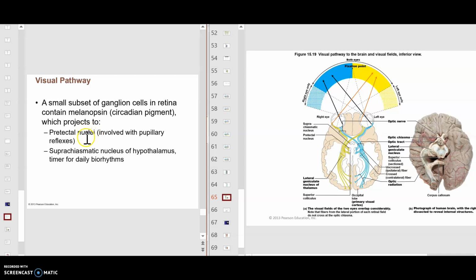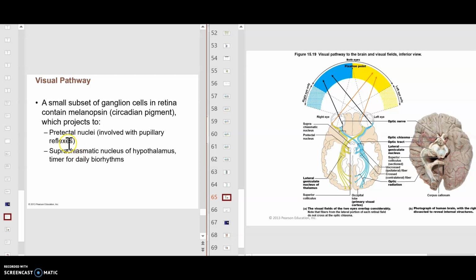Some fibers from this subset also go to the suprachiasmatic nucleus. That's a nucleus located above the optic chiasma, and it deals with circadian rhythm, the sleep-wake cycle. So that's what you're looking at there.